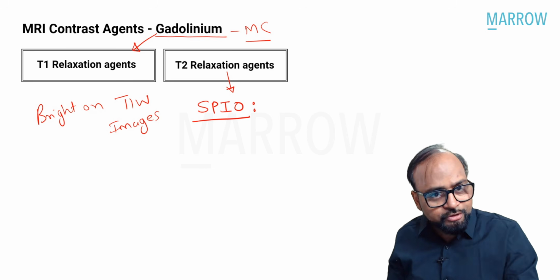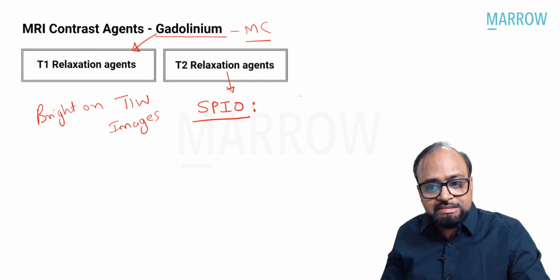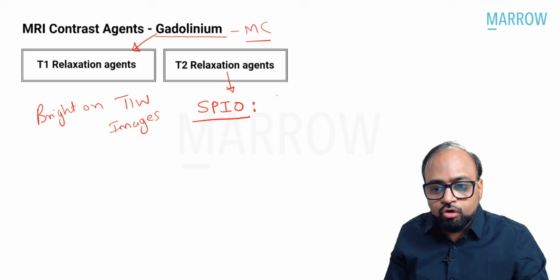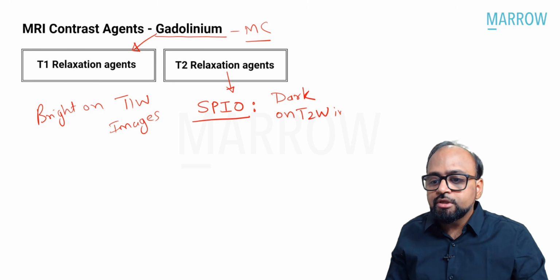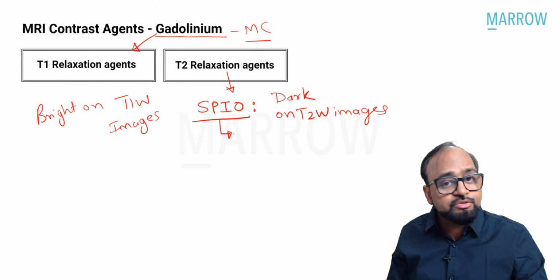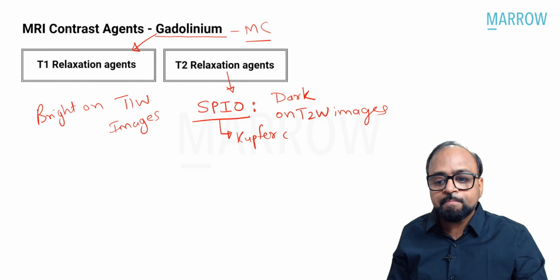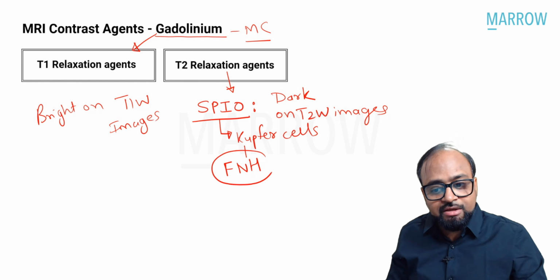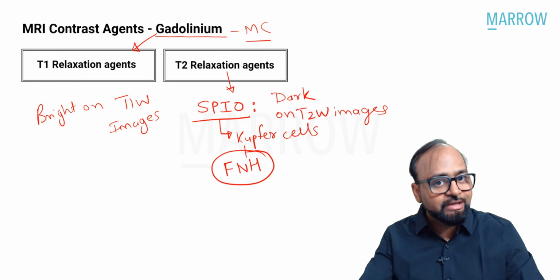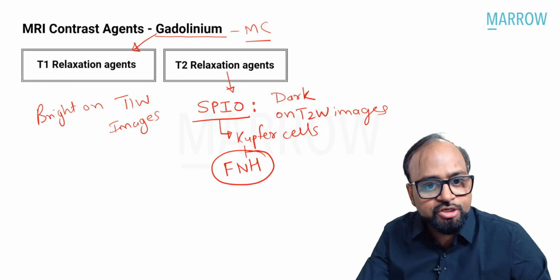It causes shortening of the T2 relaxation time. As a result, the affected organ, the involved organ, appears dark or hypointense on T2 weighted images. This particular contrast agent, SPIO, is taken up by the Kupffer cells in the liver, and Kupffer cells are abundant in a liver focal lesion called focal nodular hyperplasia, and as a result, for FNH diagnosis, this SPIO T2 relaxation agent can be used.